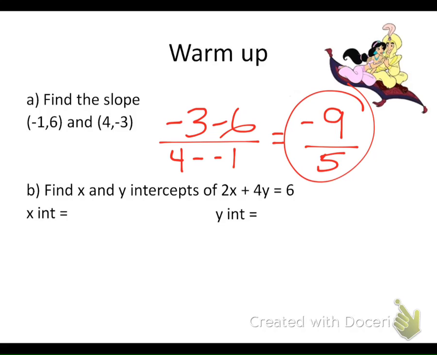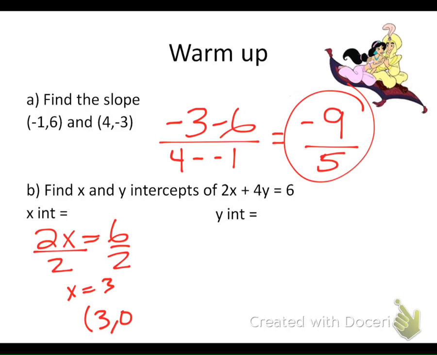Any questions? All right, part B, find the x-intercept. How do you find the x-intercept? Make y 0. So 4 times 0, we wouldn't even need to write anything for that term. We can go right to 2x equals 6. Very good. We always write them as an ordered pair, so that would be (3, 0).